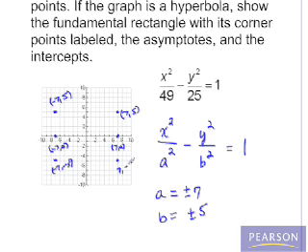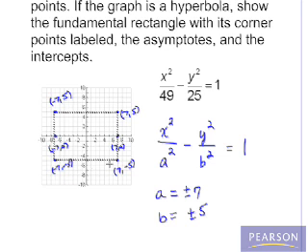Positive 7, negative 5. And I obtained those 4 corner points by using the plus and minus a values, a being the x-coordinate and b being the y-coordinate. And now we can connect those 4 points with a rectangle, and that is what our fundamental rectangle will be. So let's draw that rectangle in. So there's our fundamental rectangle.